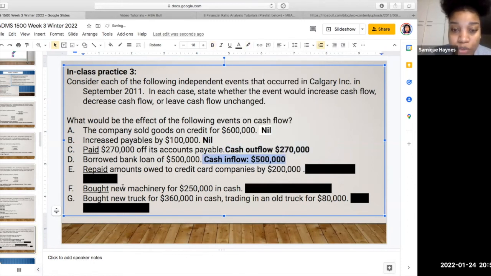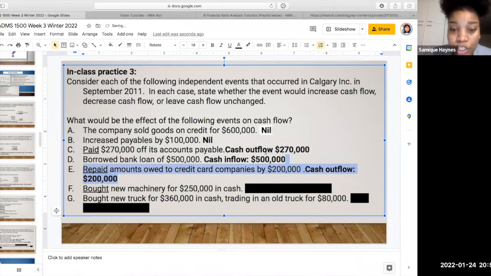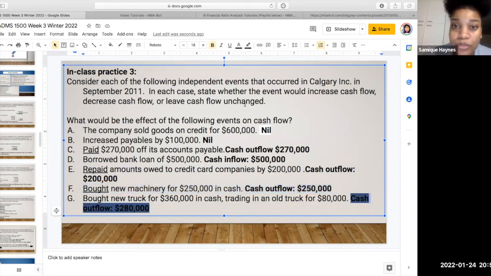Repaid amounts owed to credit card companies, $200,000. What's going to happen? Cash is going to go down. Cash outflow. Bought new machinery for $250,000 in cash. Cash is going to go down. Very good. And then the last one says, bought new truck for $360,000 in cash, trading in an old truck for $80,000. Will cash go up or down? Cash is going to go down. Very good.